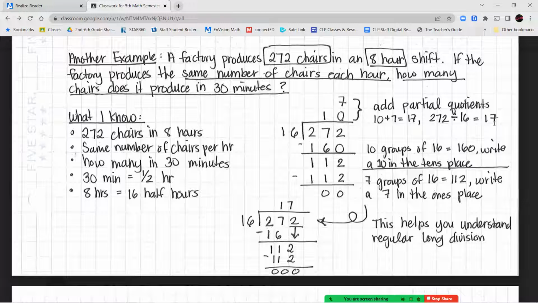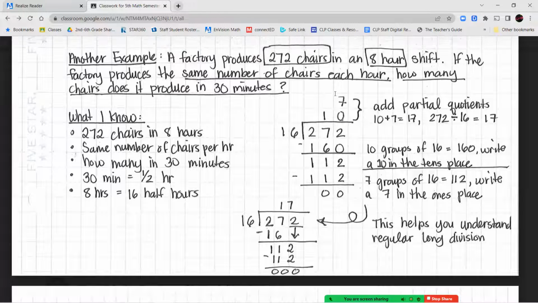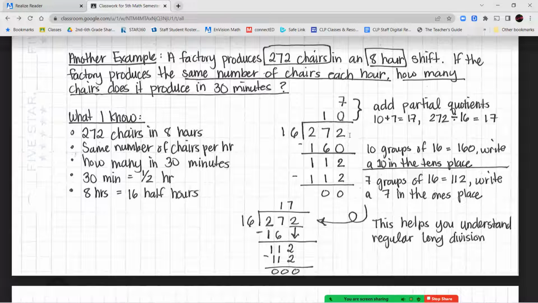So here we can see there's 10 groups of 16 in 160. That's what went up here. So we put that 10 starting in the tens place, right? Because we have our hundreds, our tens, and our ones. So 10 goes in the tens place: the 1 goes in the tens place and the 0 in the ones place. And then there's 7 groups of 16 in 112. So 7 ones, that's written over the ones place.